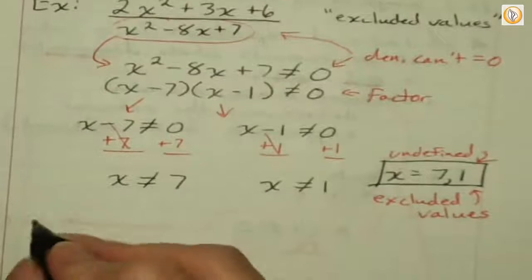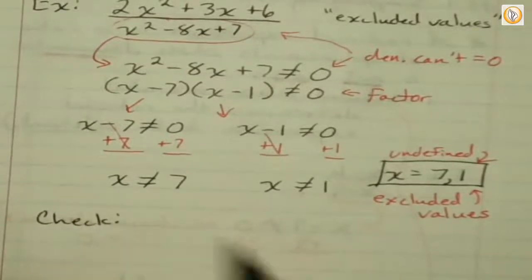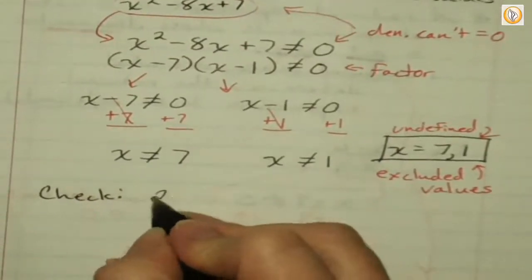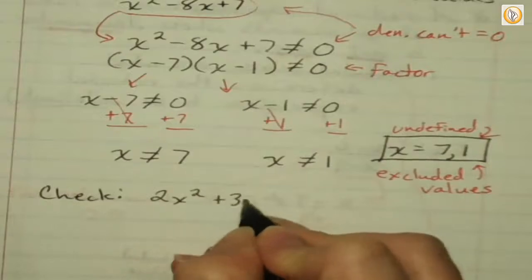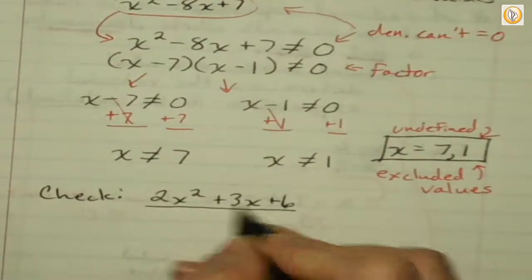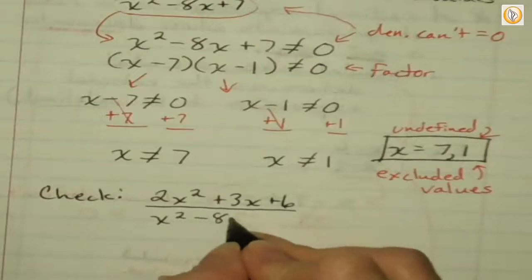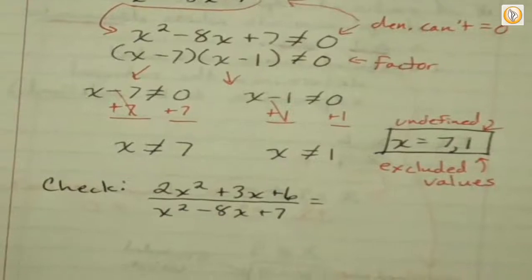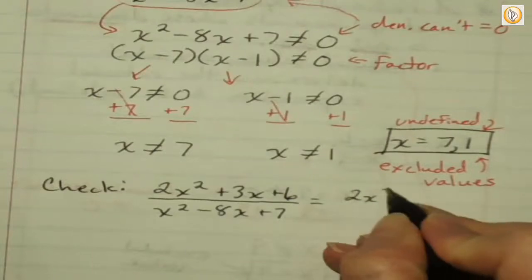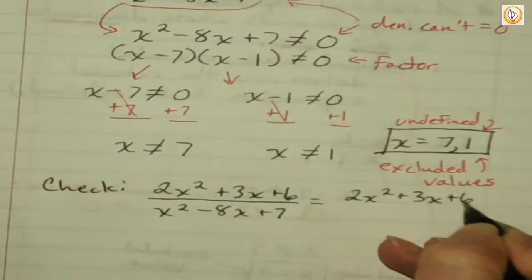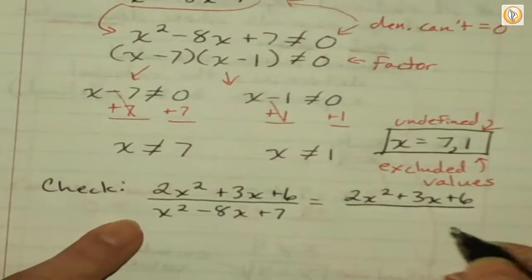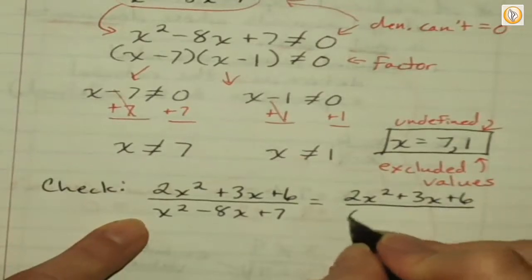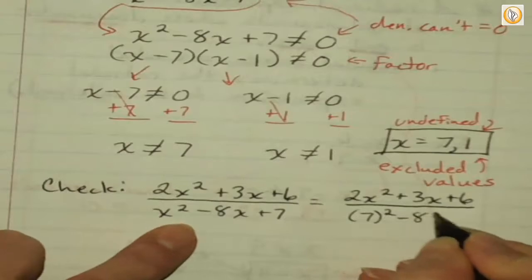And in fact, let me show you. We're going to check. 2x squared plus 3x plus 6 over x squared minus 8x plus 7. I'm only going to replace these in the denominator just so that I can see if it works or not. I'm not even going to mess with the numerator because it doesn't matter. It's if the denominator equals 0. So I'm going to start with 7. I'm going to replace each x with 7.